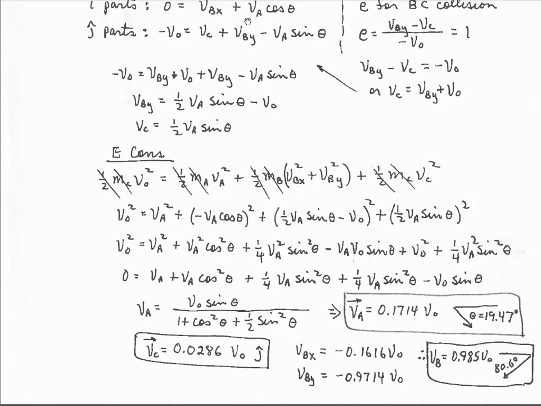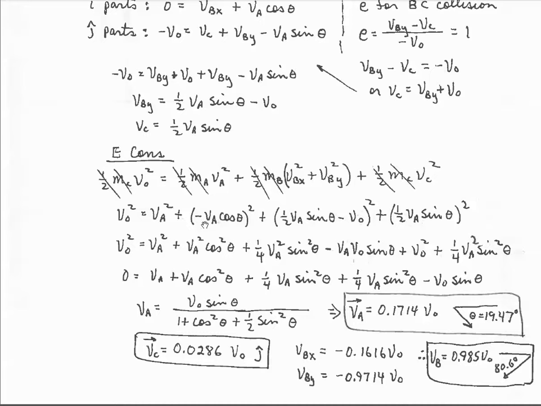and VBX then up here is minus VA cosine theta, so there's minus VA cosine theta quantity squared. VBY squared is from right here, so there it is in quantity squared, and then VC is from right here, and you've got that squared. Now you've got an equation that only has VA as an unknown in it.